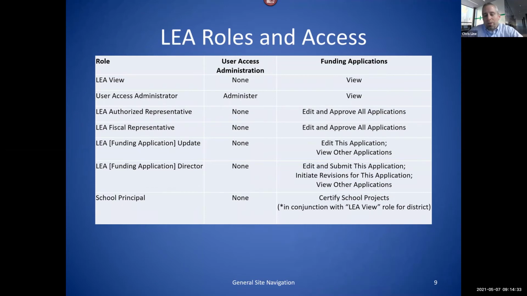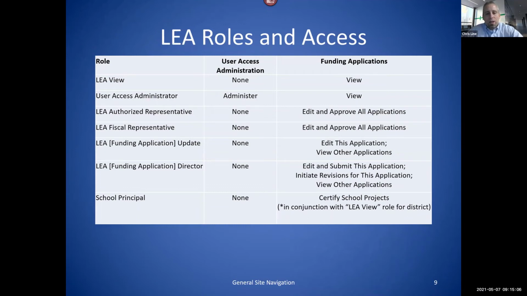So somebody that has the update role on a funding application may only care about the Title 2A grant, and there are other things in the application they don't care about. They could go in and modify that 2A content, but they're not necessarily a person who knows to say, okay, this is complete and we're ready to submit it. So as a district, you might have quite a few update users, but just one or two users with the director role who can go in and say, okay, we're ready to submit this. And they can also initiate revisions to the application, and both the update and director roles can view other applications in their district.